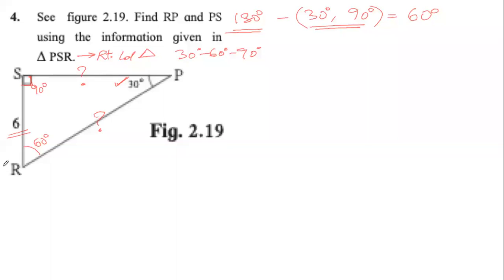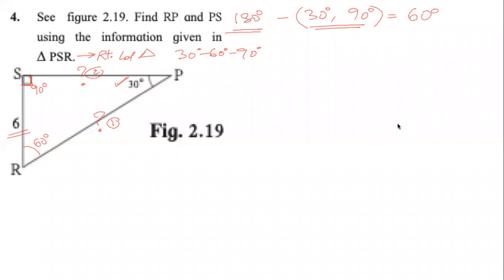The hint that I will give to you is, first we will calculate the hypotenuse. Then we will calculate the remaining side, that is PS. These are the two steps that we will have to carry out. Let us see if you can do it on your own.